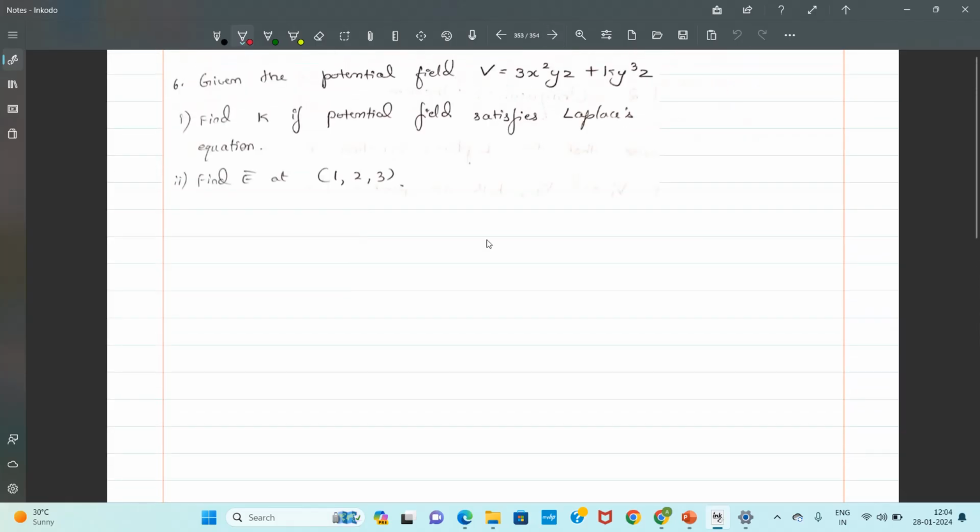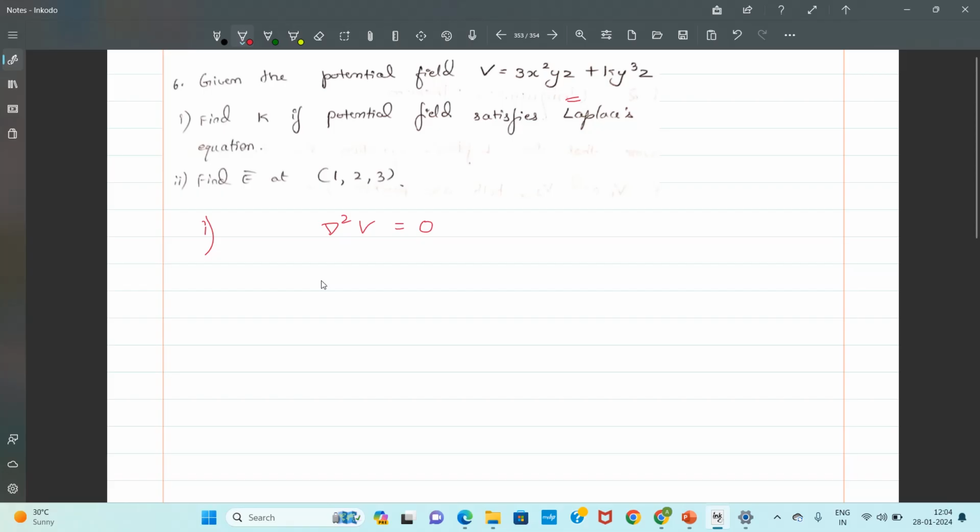So coming to the last question now, under this category, they've given the potential field V, and in the first part, they're asking you to find the unknown value K, given the condition that it already satisfies the Laplace equation. Okay, so we'll solve this first one. Del square V equal to 0. They have told that this particular equation satisfies Laplace equation, which means the Laplacian of this should be equal to 0.